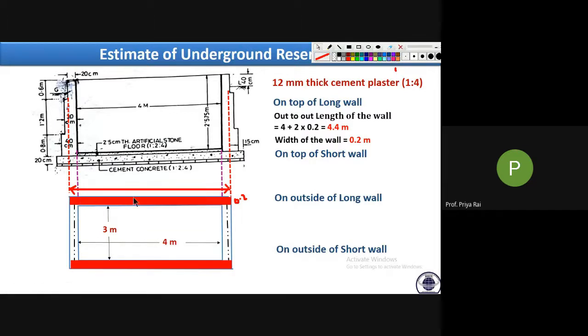अब यहाँ पे प्लास्टर कर लिया तुमने. Now we will go for this short wall. शॉर्ट वॉल का कितना एरिया बचा? This area, this much area. Now tell me for this area what is the length value, what is the breadth value?